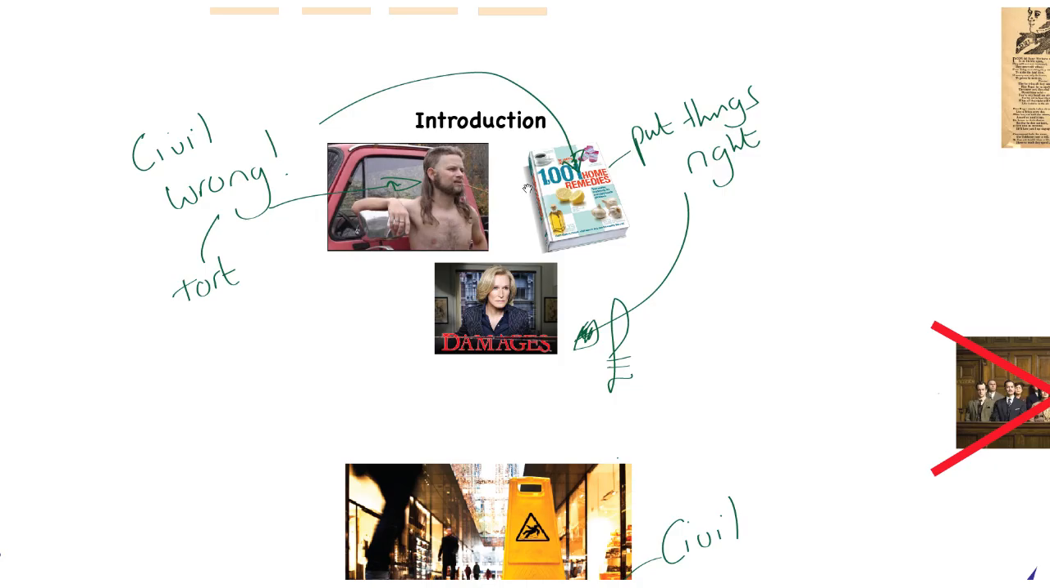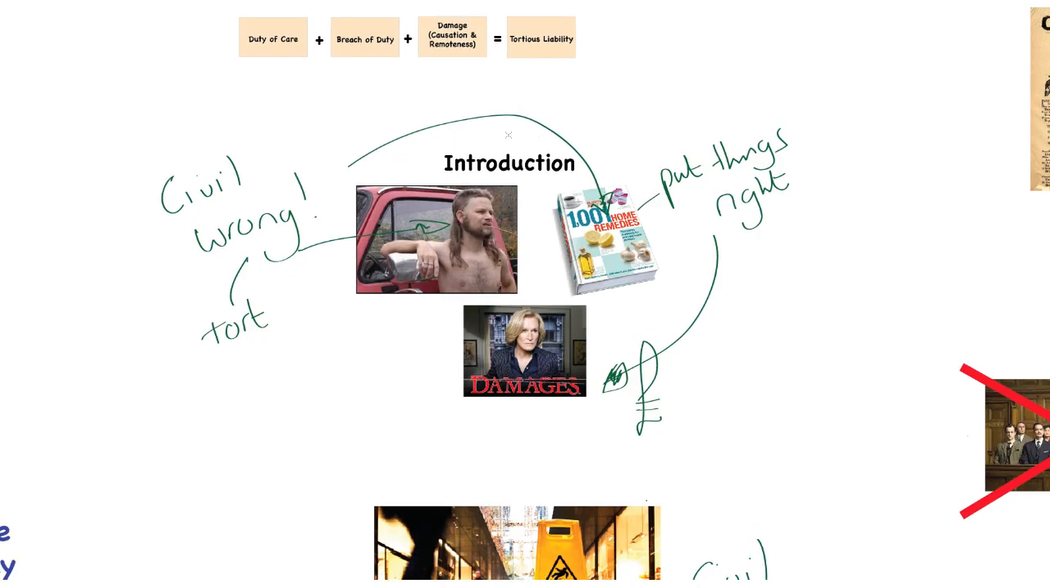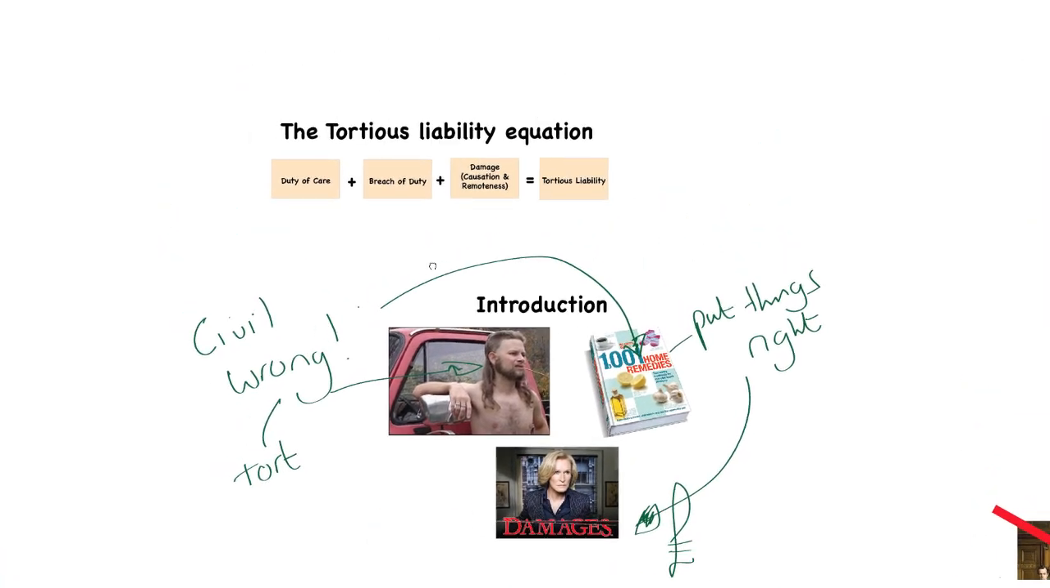The way in which we are able to demonstrate that there is a wrong, because that's the first thing, we need to demonstrate that there has been a civil wrong, is by applying the tortious liability equation.